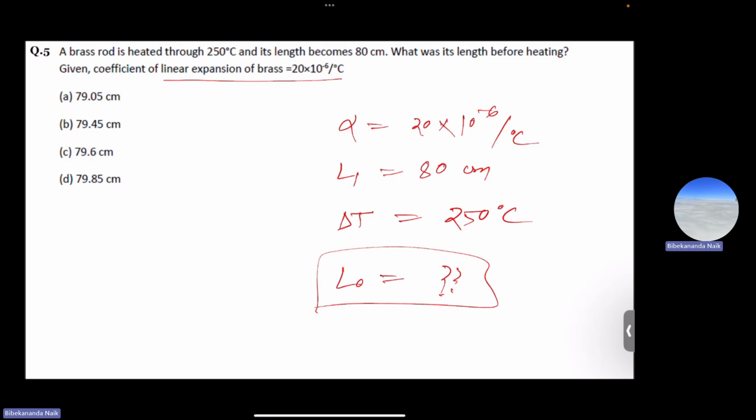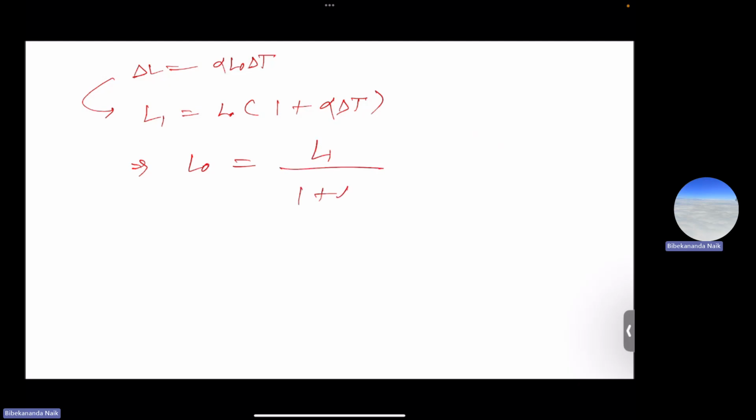So if we solve it, we know delta L is alpha L0 delta T. So L1 will be L0 times (1 plus alpha delta T). That implies L0 will be L1 divided by (1 plus alpha delta T).